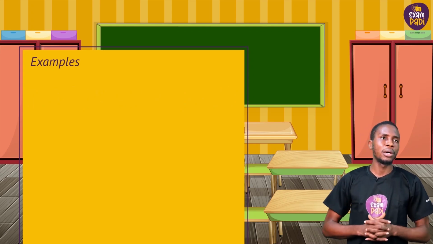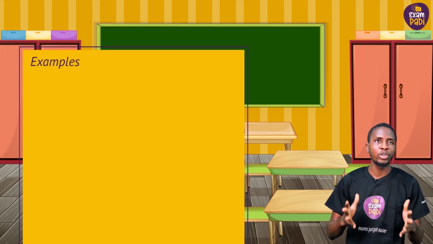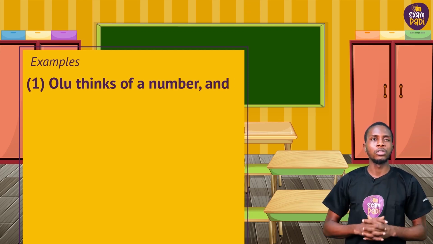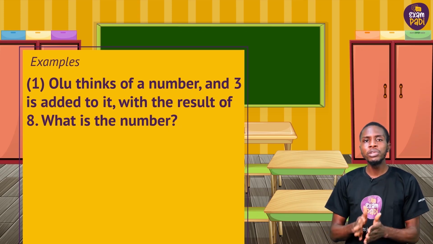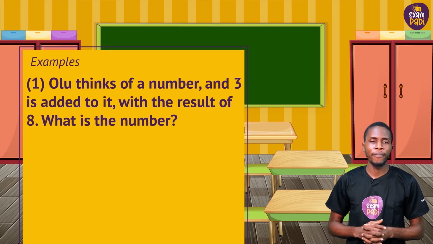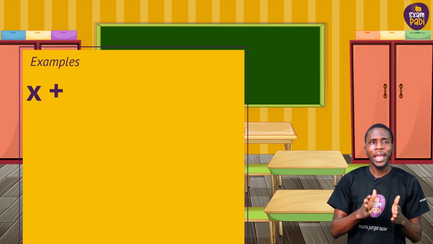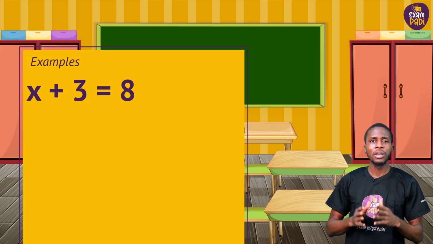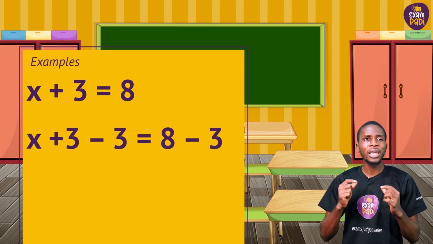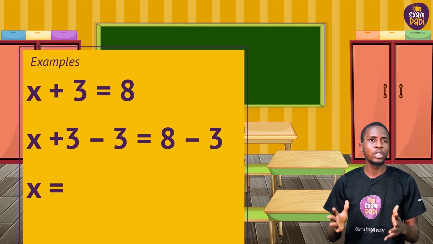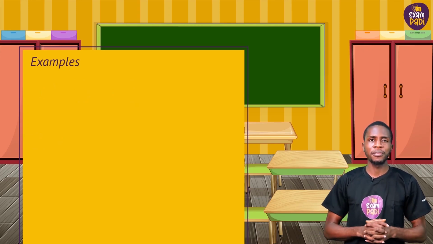Let's take a look at further examples. Translate the following statements into mathematical algebraic equations. 1. Olu thinks of a number and 3 is added to it, with the result of 8. What is the number? Solution. Let the number be x. x plus 3 equals 8. Subtract 3 from each side. x plus 3 minus 3 equals 8 minus 3. x equals 5. Definitely the number Olu is thinking of is 5.